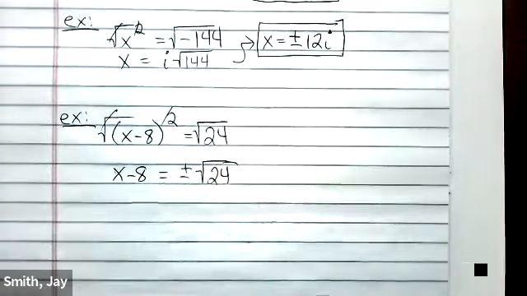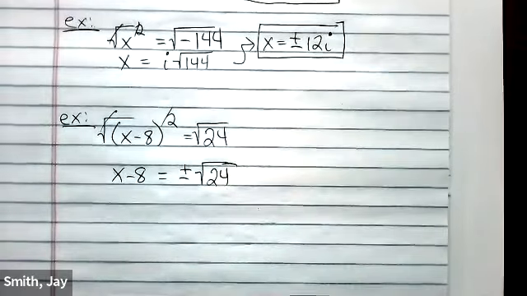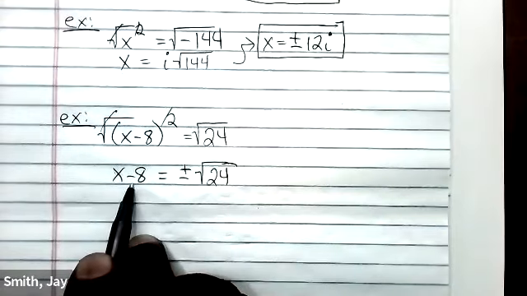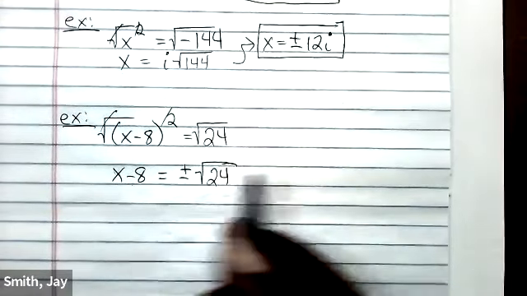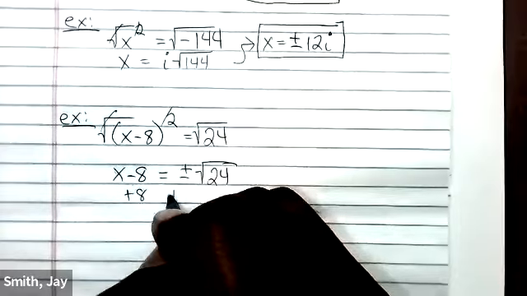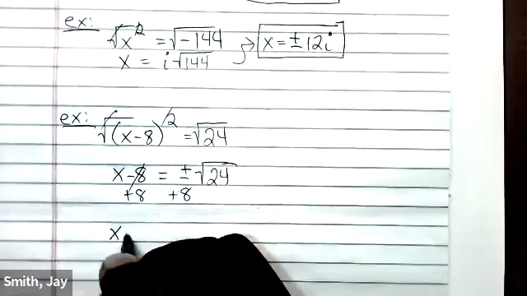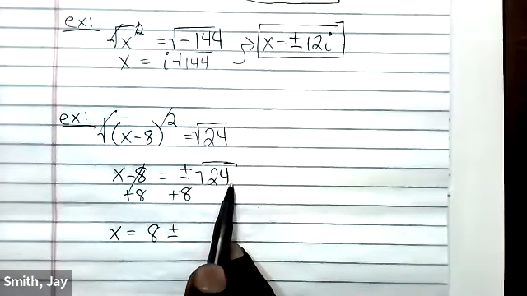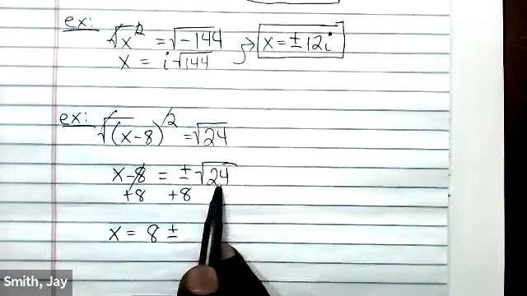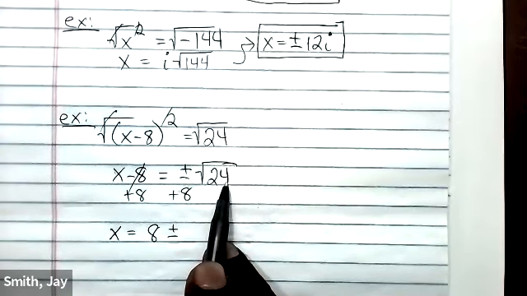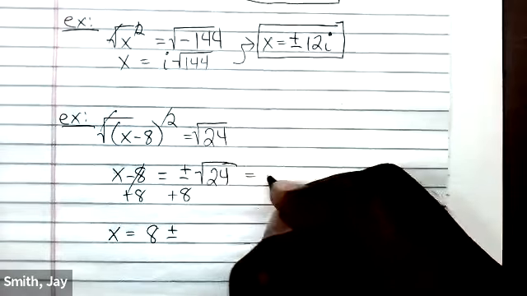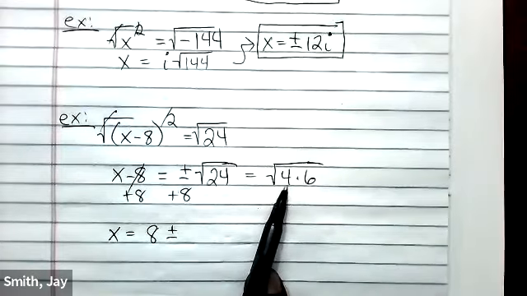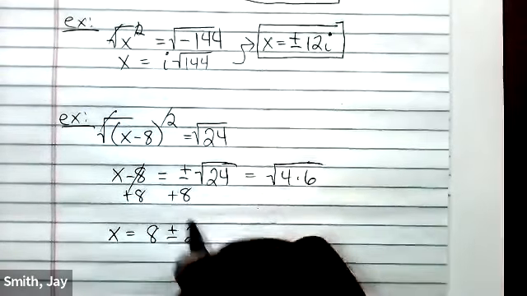Now, while 24 is not a perfect square, it can be broken down further. And remember, the whole point is to simplify. Now, before we go ahead and break down that 24, we want to get the x by itself. Simplest way, add 8 to both sides. So now we have x is equal to 8 plus and minus the square root of 24. The square root of 24 is the same as the square root of 4 times 6. This is because 4 times 6 is 24. For those who need to see it, like so. But we know the square root of 4 is 2, so that comes out of my radical.